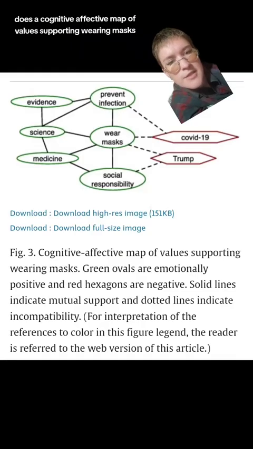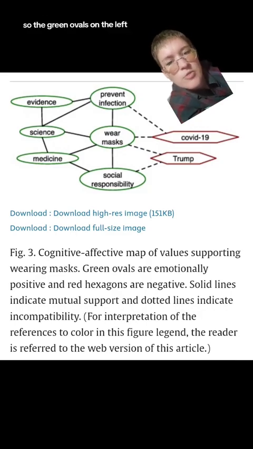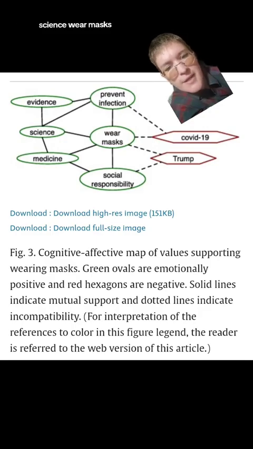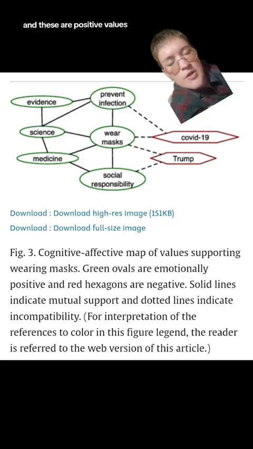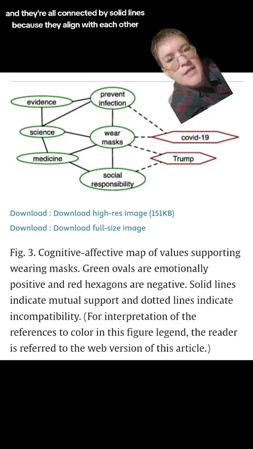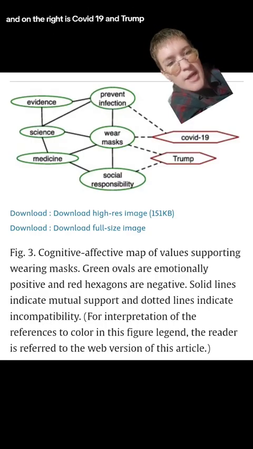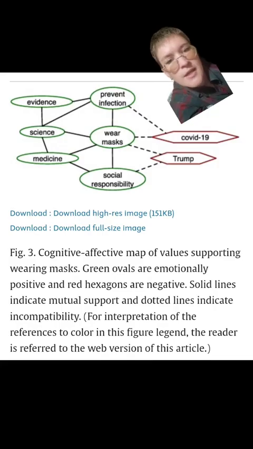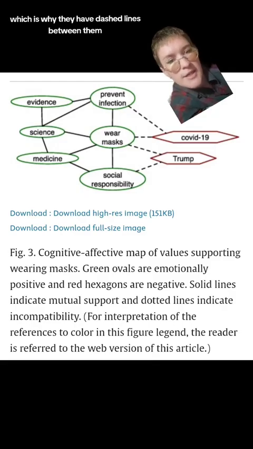This is a cognitive affective map of values supporting wearing masks. The green ovals on the left are evidence, prevent infection, science, wear masks, medicine, and social responsibility. These are positive values, and they're all connected by solid lines because they align with each other. On the right is COVID-19 and Trump, which are in red. Those values conflict with the green values, which is why they have dashed lines between them.